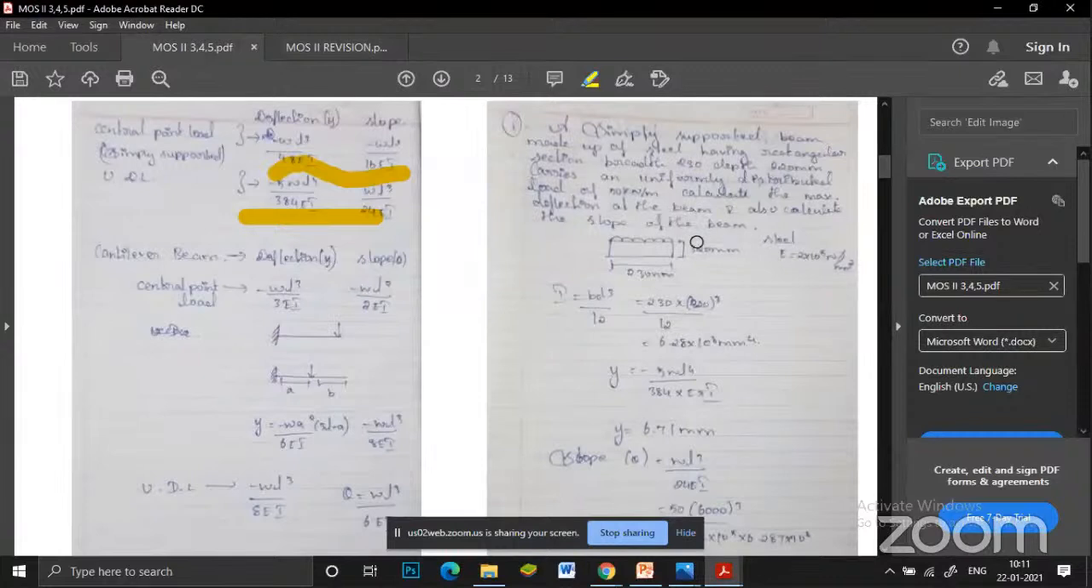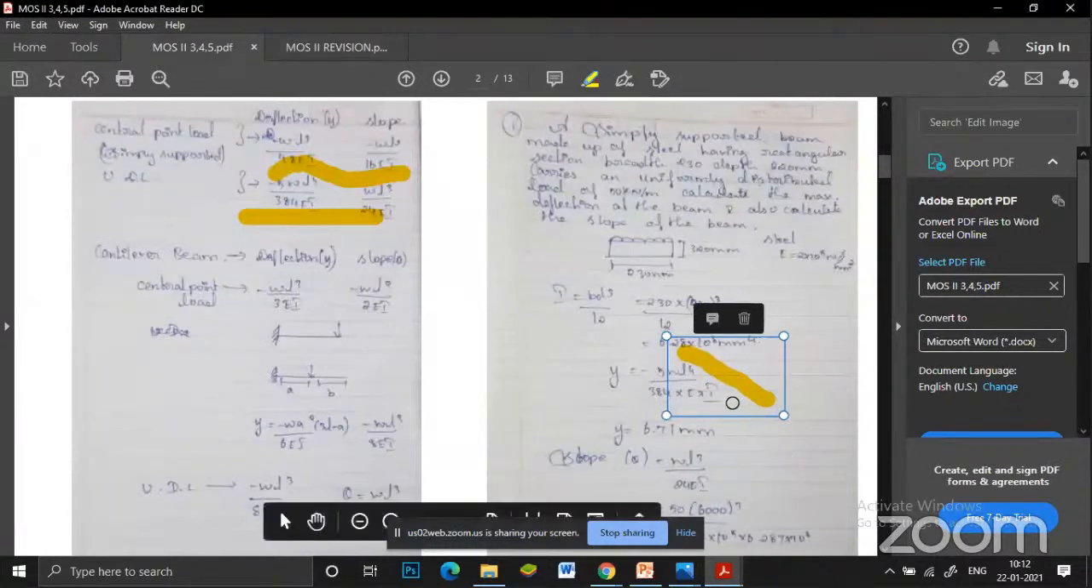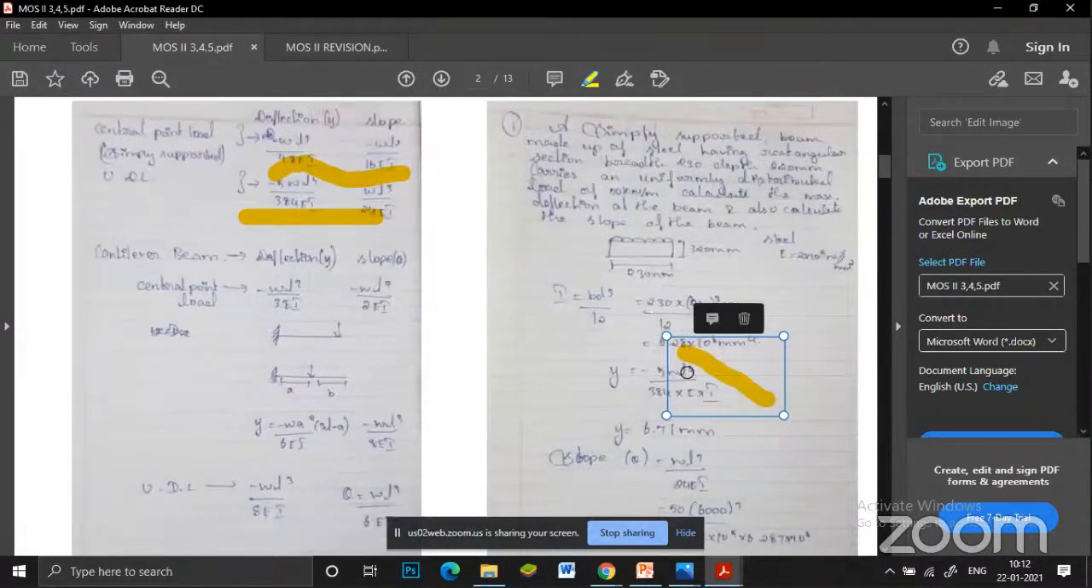Which formula do we use? First we have to find, we know the formula for a simply supported beam with UDL: minus 5wL to the power 4 divided by 384 EI. Okay, we have to keep this formula in mind, and before finding that we have to know the value of all these. So I, we know for a rectangular section, is bd cubed divided by 12.